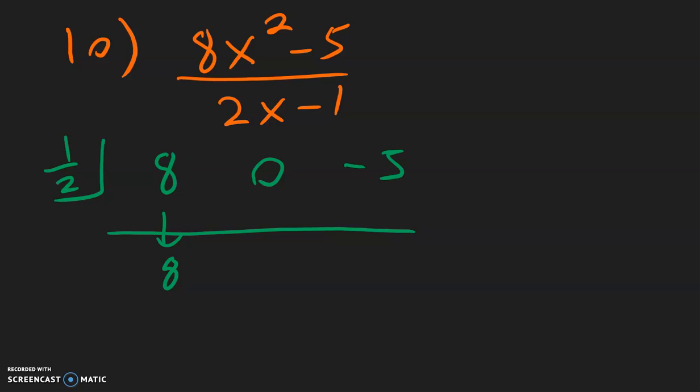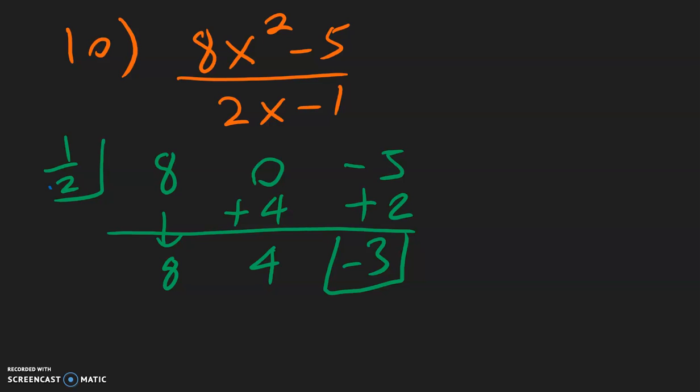Positive times positive is a positive. So 8 divided by 2 is 4. 4 times 1 is still 4. 0 plus 4 is 4. And positive times positive is a positive. And then so 4 divided by 2 is 2. Times 1 is going to be 2. So negative 5 plus 2 is going to be negative 3.